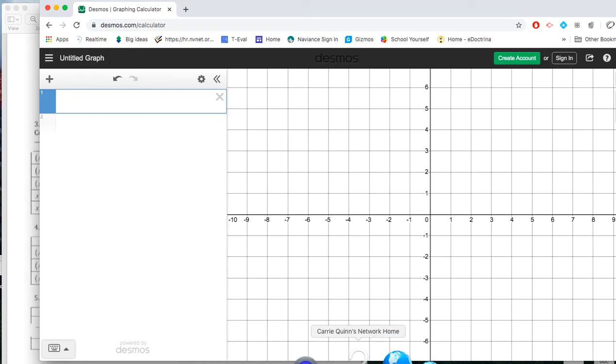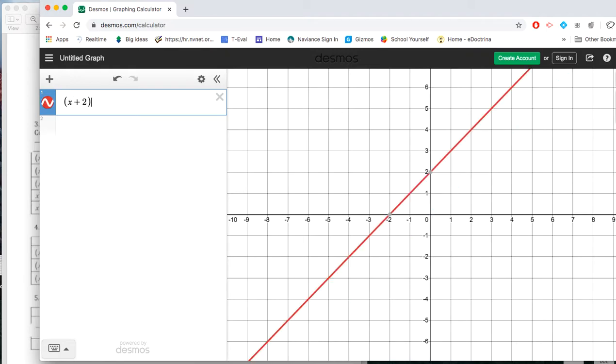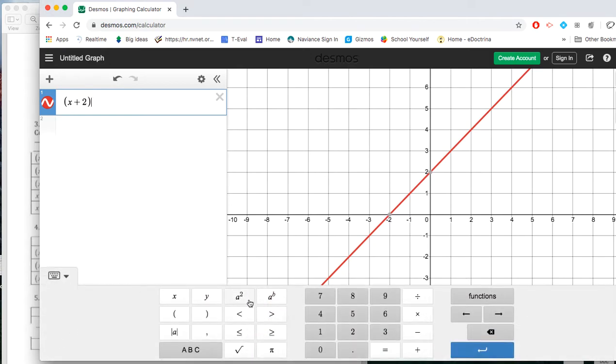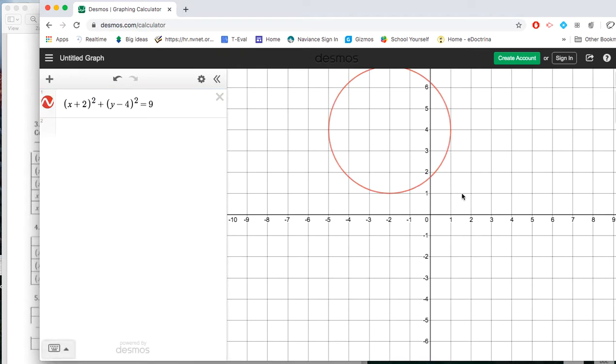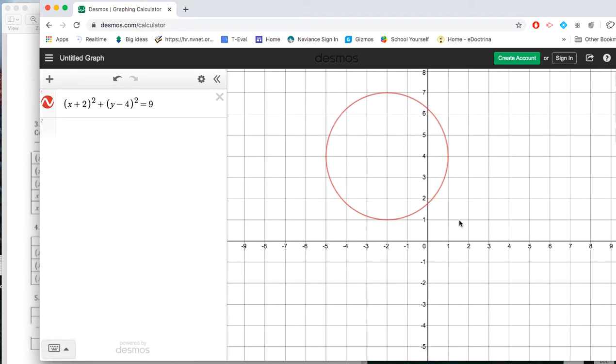Okay, so I am going to do parentheses, x plus 2. Don't mind all the weird things that happen. Squared. Whoops, I do need this. There's squared. Okay, there's a parabola. So that's what's going to happen there. And then I'm going to hit plus. Maybe I will stay in here. And there's my y minus 4, close parentheses, squared, equals 9. There's my circle. That is the equation of a circle.